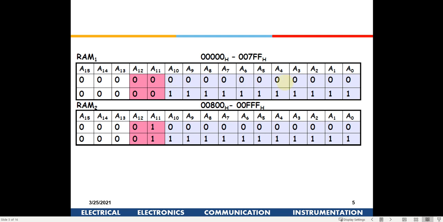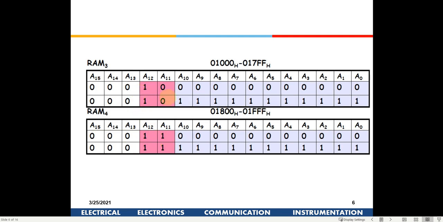So the first 10 bits are going to be from 000 to 7FF, right? The next bits decide the selection of the chip. So we start with 00, and this is going to become 01. The next one is going to be 10, and this is going to be 11. So it is simple, in sequence in this case.